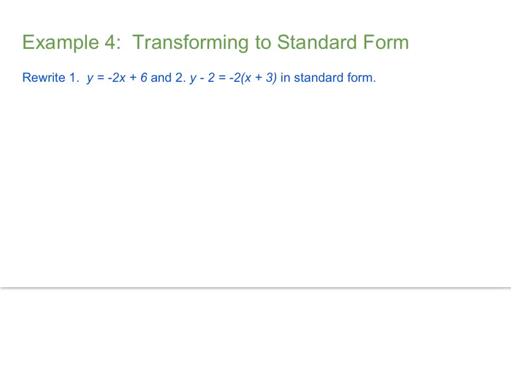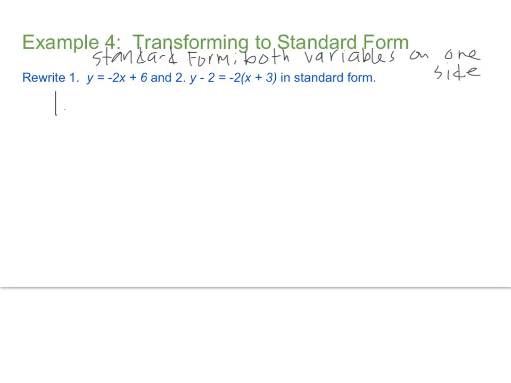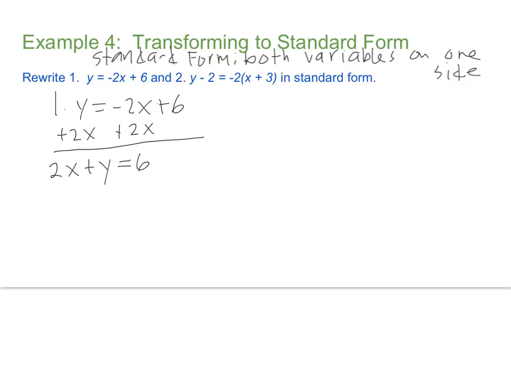Example 4, transforming to standard form. Remember, standard form has both variables on the same side of the equation. So for number 1, we're in what? You've got it, slope-intercept form. So we have y equals -2x plus 6. So I would like to get both the x and the y on the left-hand side. So I will add 2x to both sides of the equation. When I do that, what happens is I have 2x plus y equals 6. That equation is in standard form.